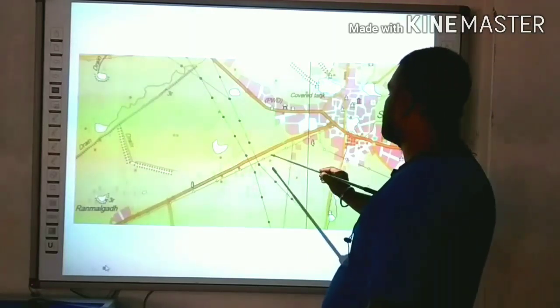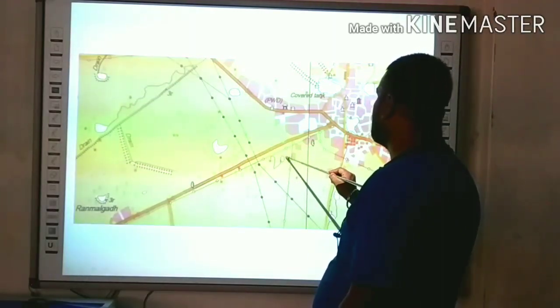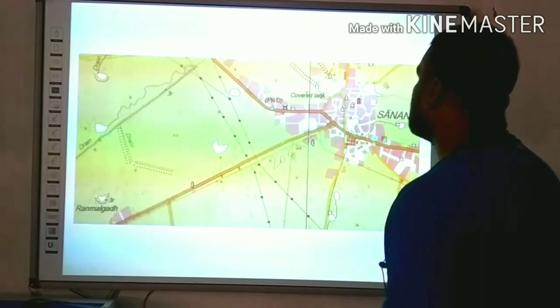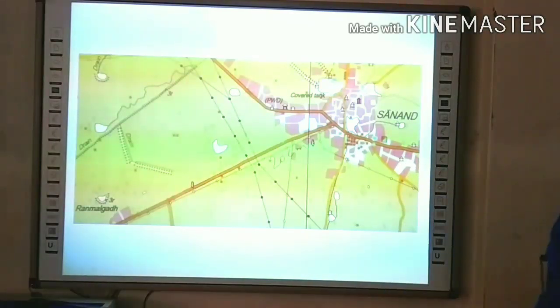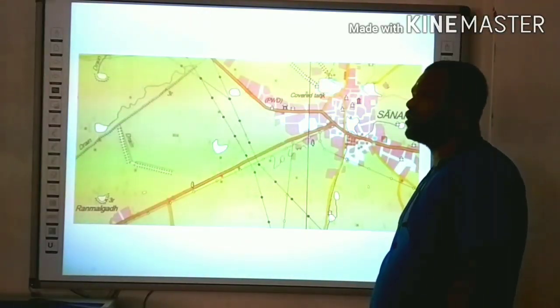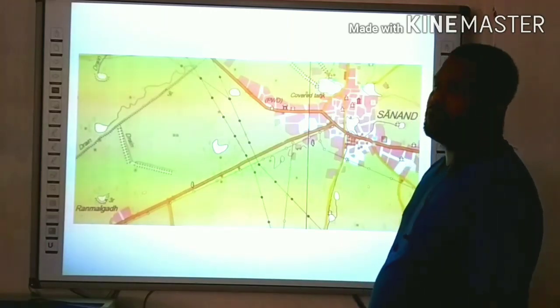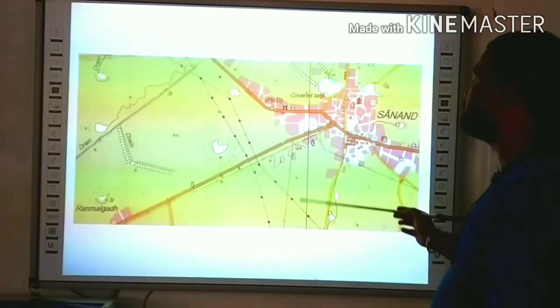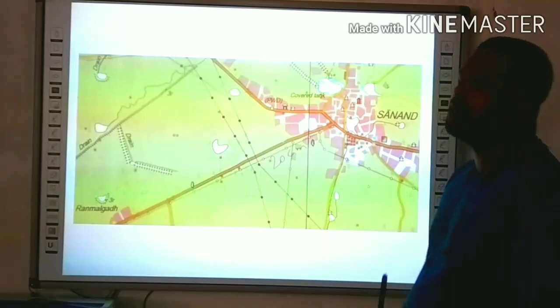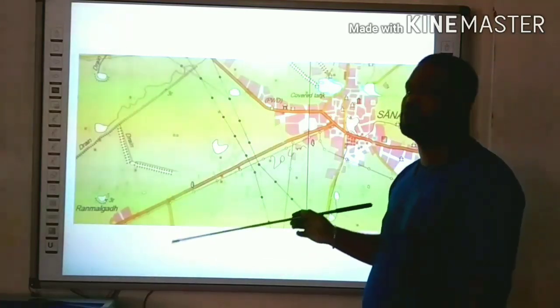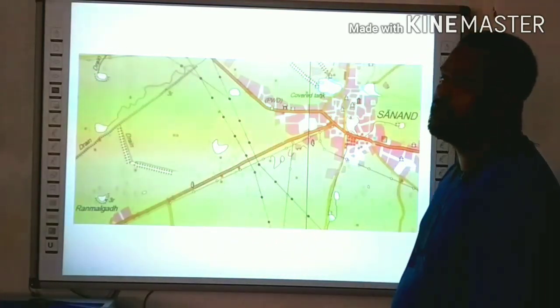Say it came 20 centimeter. Now for that what you will do? You will do the same calculation. 2 centimeter is equal to 1 kilometer, that is our scale. Then 1 centimeter is equal to half kilometer and 20 centimeter is equal to half into 20 kilometer.